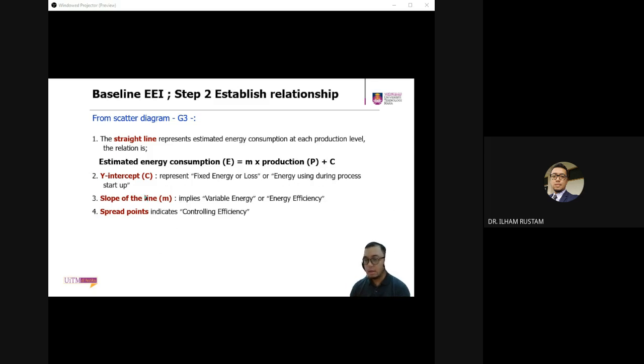Back to the slide. Basically C is the energy being used during startup. Whether we like it or not, a machine will have this. Any kind of machine will have a startup process before it becomes saturated, so that the process runs continuously. And then M is the variable energy, or the energy efficiency that is being implemented.